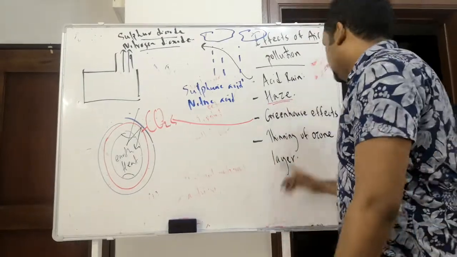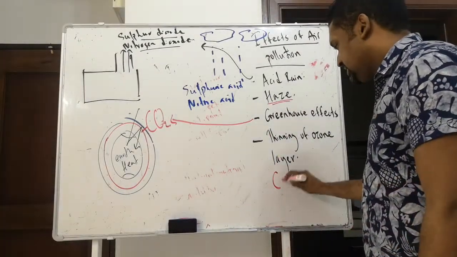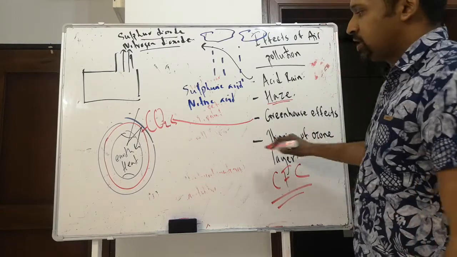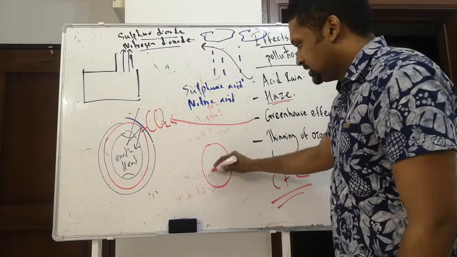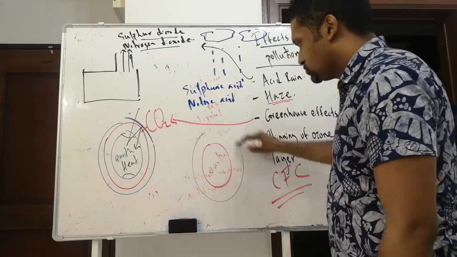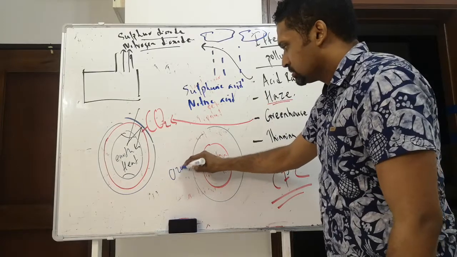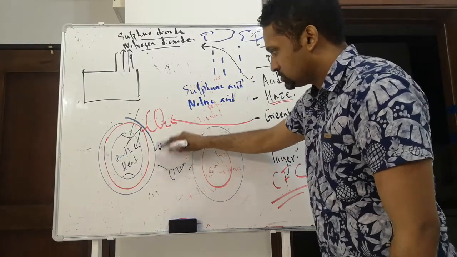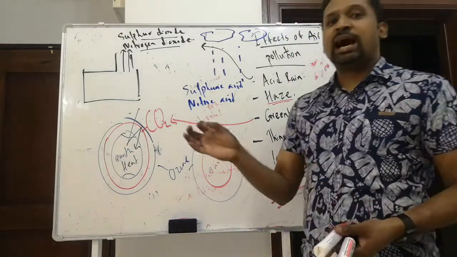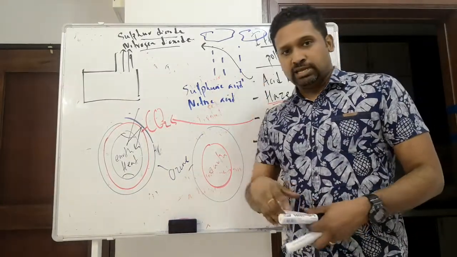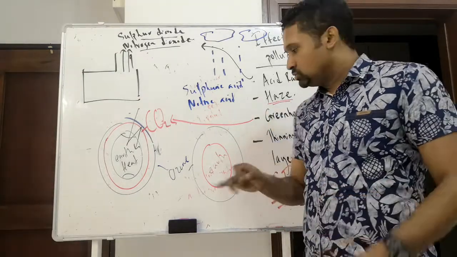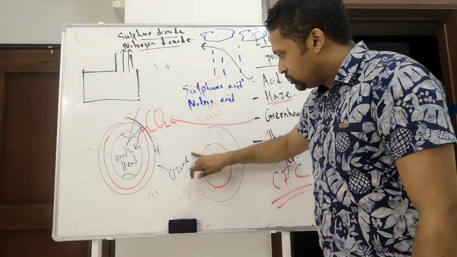Okay. Next, thinning of the ozone layer. The culprit is CFC, chlorofluorocarbon. What do you see? This is Earth. It is surrounded by an ozone layer. Okay, this is the ozone. Like I see here also, the ozone layer. The blue color one is the ozone layer here. This ozone prevents all these harmful UV rays from entering. But what will this CFC, chlorofluorocarbon, do? It will go and break up the ozone layers.